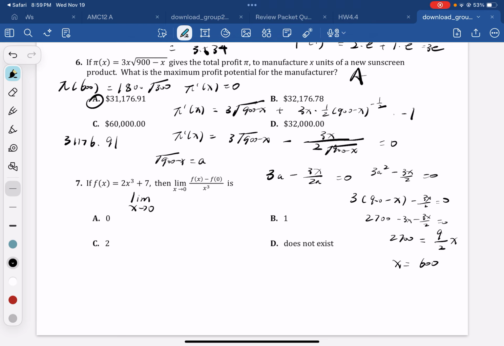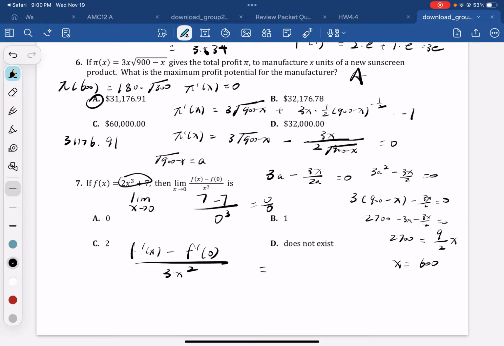get, so f of 0 is a constant, it's 7, so minus 7 over 0 cubed, and as x approaches 0, f of x, 2x cubed plus 7, is 7. So it's 0 over 0, an indeterminate form, so we use L'Hospital's rule. So the derivative of the numerator and denominator: f prime of x minus f prime of 0 over 3x squared. Okay, we do it again.